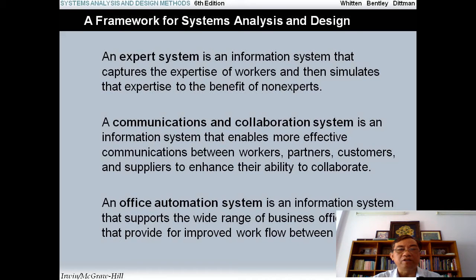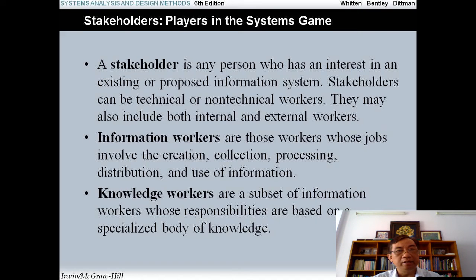An office automation system is an information system that supports the wide range of business office activities that provide for improved workflow between workers. A stakeholder is any person who has an interest in an existing or proposed information system. Stakeholders can be technical or non-technical workers. They may also include both internal and external workers.